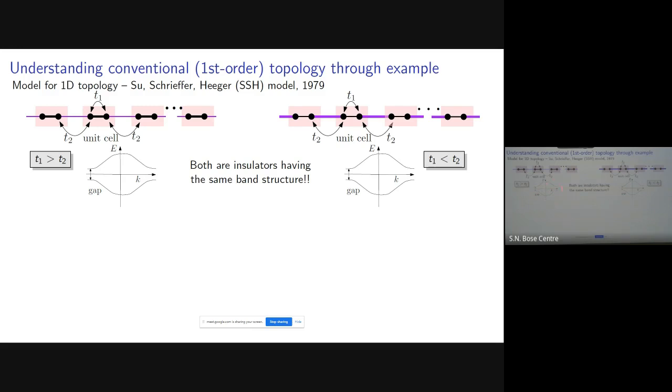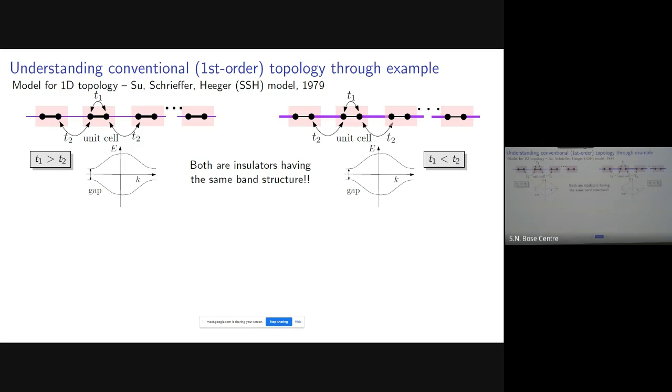If you look at the spectrum of the T1 greater than T2 model and the T1 less than T2 model, both have the same band structure. That means band theory is not able to tell apart the difference between these two models. So how do you tell apart these two models? It turns out the answer lies in topology.